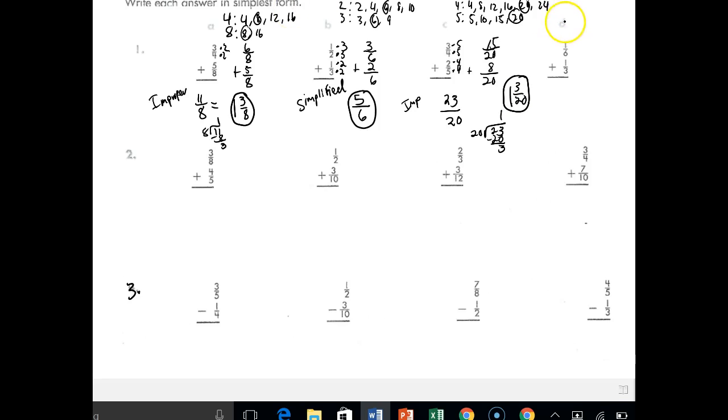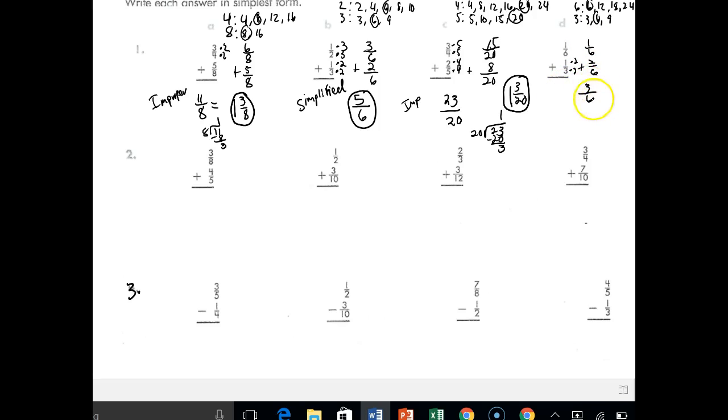Last one on this row. So 6 and 3. 6, 12, 18, 24, 3, 6, 9. So our answer is 6 here. So we want to make them become 6. So I don't have to do anything to that one. Just leave it 1 over 6, and I have to multiply this one by 2. So 2 over 6. Let's add them up, right? So 1 plus 2 is 3 over 6.